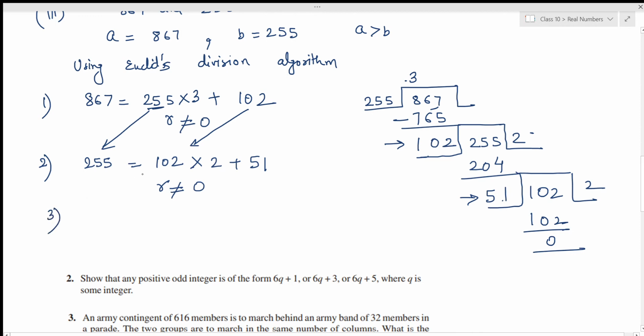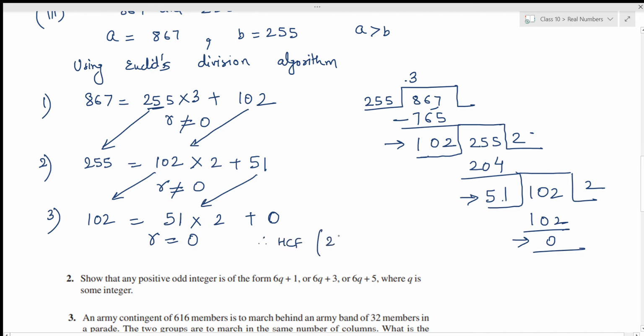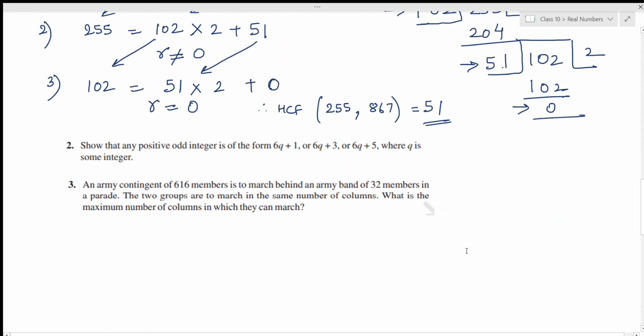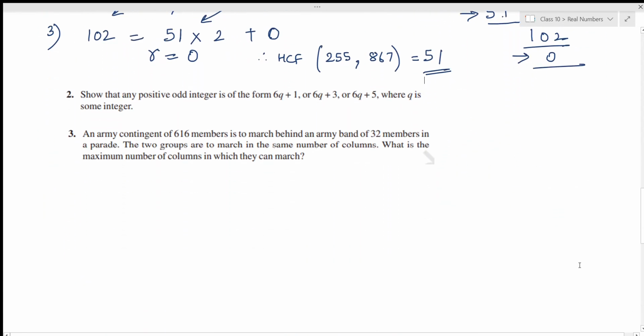So third step. Now this 102 will become the dividend and 51 remainder will become the divisor. Now this into 2 and the remainder comes out to be 0 in this step. So you can see over here that remainder is 0. So therefore HCF of 255 and 867 is 51. That's the answer. Hope this part is clear. Now let's move to the next question.